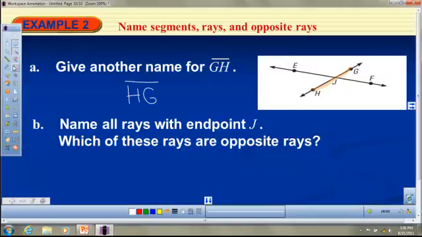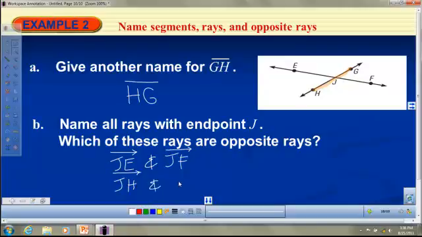Name all rays with endpoint J. I'm going to name these very specifically. So the first thing I'm going to do is it has to start with J, and we have J and E. So we would say start with J, go through E. We would say JF. We would say JH. And the last one would be JG. Okay?